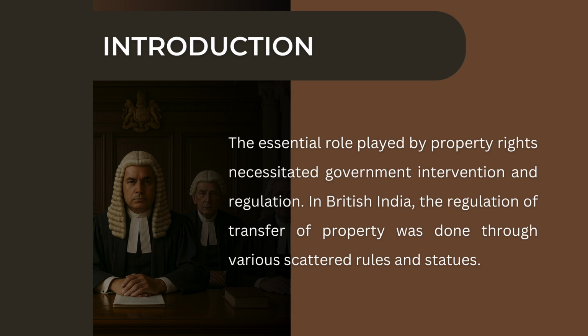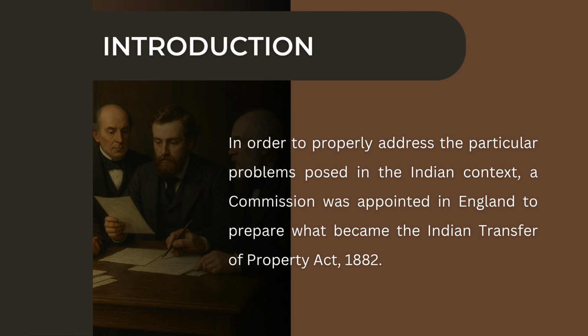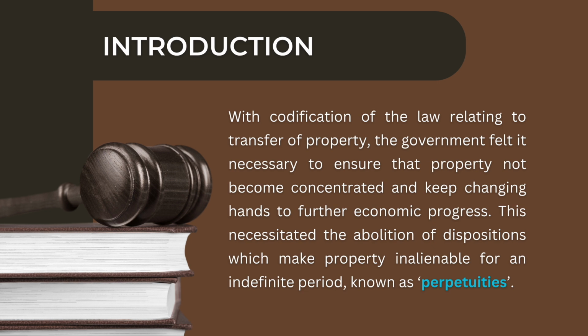In British India, the regulation of transfer of property was done through various scattered rules and statutes. In order to properly address the particular problems posed in the Indian context, a commission was appointed in England to prepare what became the Indian Transfer of Property Act 1882. With codification of the law relating to transfer of property, the government felt it necessary to ensure that property did not become concentrated and kept changing hands to further economic progress. This necessitated the abolition of dispositions which make property inalienable for an indefinite period, known as perpetuities.